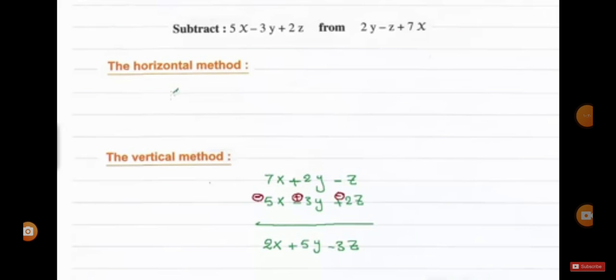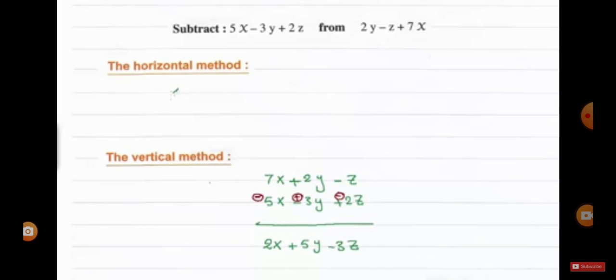Now subtract. We finish adding, then subtract. Subtract means minus. Subtract 5x − 3y + 2z from 2y − z + 7x. First, try the vertical method. As we did before for the sum or addition, we have to do the same thing with subtract. I have to put the first expression, the one after "from", first.